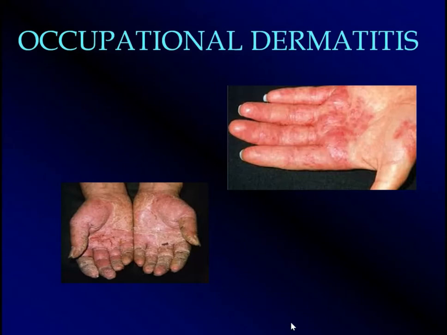Next is occupational dermatitis. Occupational dermatitis is very, very common in any type of occupation. People who are working use a lot of chemicals in different industries, and people will be in close contact with those chemicals, which causes skin reactions and causes dermatitis.